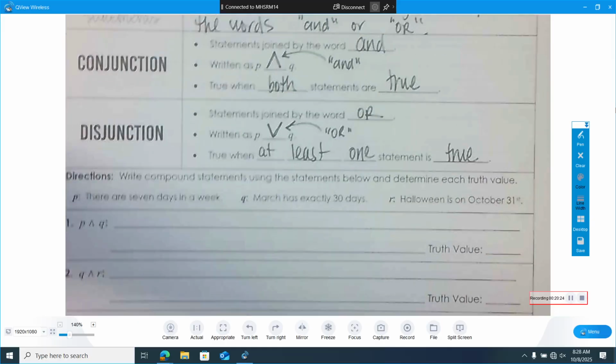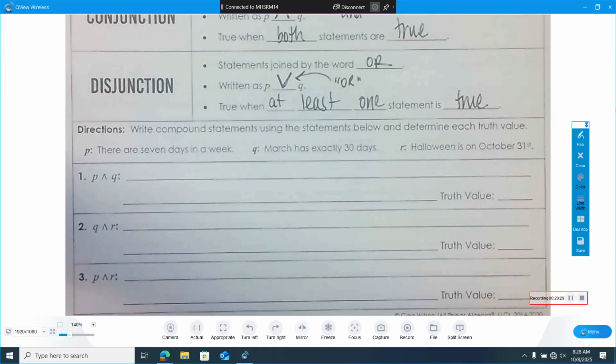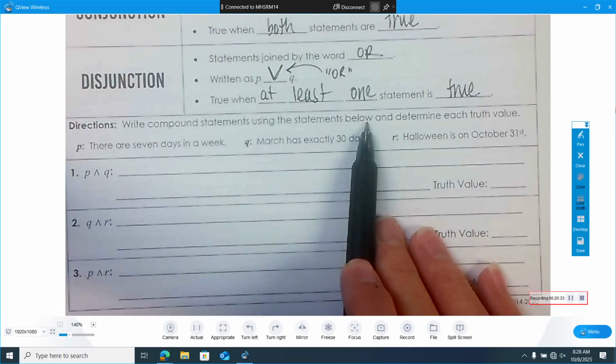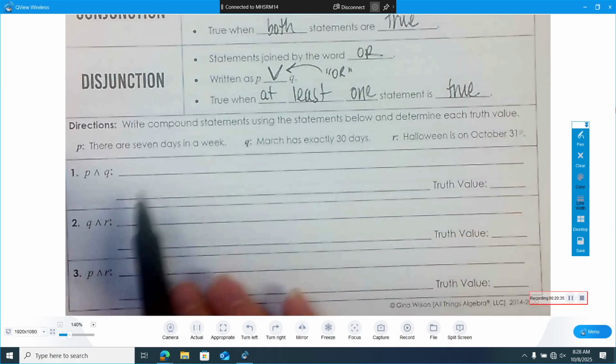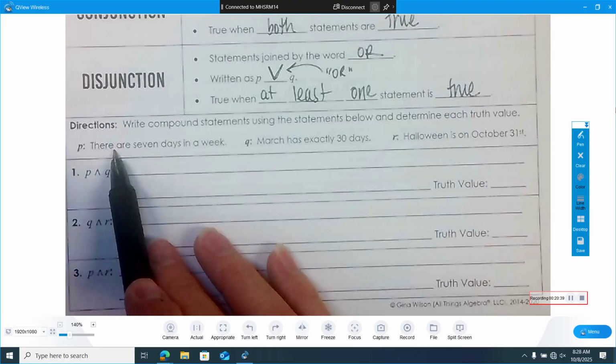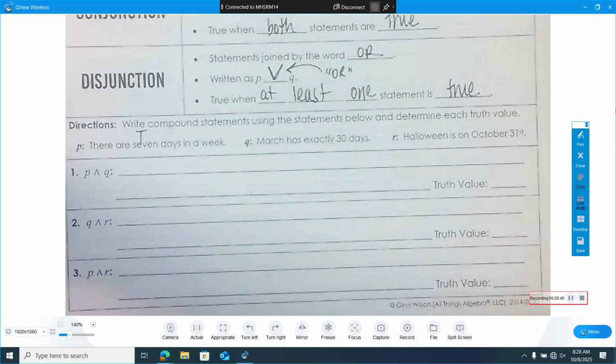So here we've got some examples, and this is really what we're focusing on today. Directions: write compound statements using the statements below and determine each truth value. There are 7 days in a week is the P statement. True or false? True. Okay, that is a true statement. That's good to know.